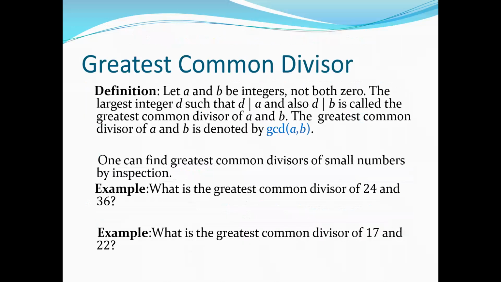Okay, now let's move on with greatest common divisor. So let's define it first. Let a and b be integers, not both 0. The largest integer d such that d divides a and also d divides b is called the greatest common divisor of a and b. The greatest common divisor of a and b is denoted by GCD(a, b).